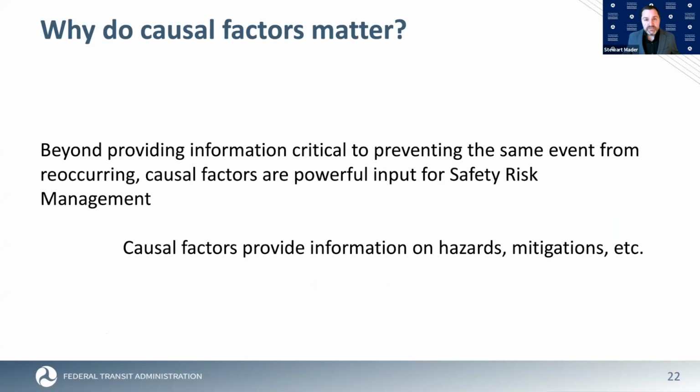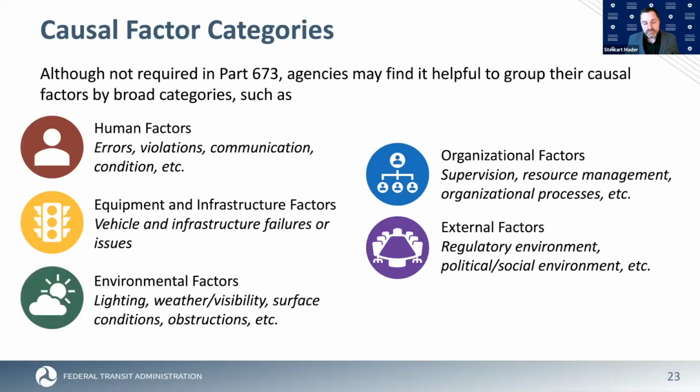Beyond providing safety risk management information to help agencies prevent the same event from occurring, causal factors are also useful in the safety risk management or SRM process as information for hazards, as well as mitigations, and also during safety risk assessment, understanding likelihood and severity as you assess risk. So how can we think about assigning causal factors that veers us away from preventability and toward causal factors?